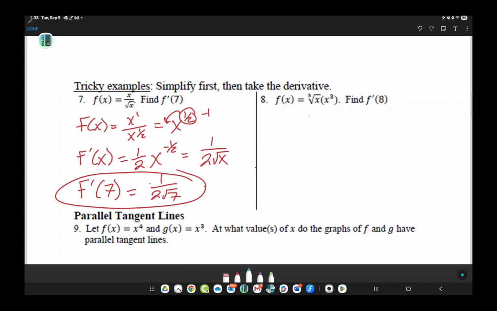So we have f of x is equal to x to the 1/3 times x to the 3, which gives you x to the 10/3. If you add those together, 3 1/3 is 10/3. So f prime of x would be 10/3, and when you're subtracting 1, again, we're going to bring that down and subtract 1. I'm going to subtract 3 over 3, which gives you 7/3.